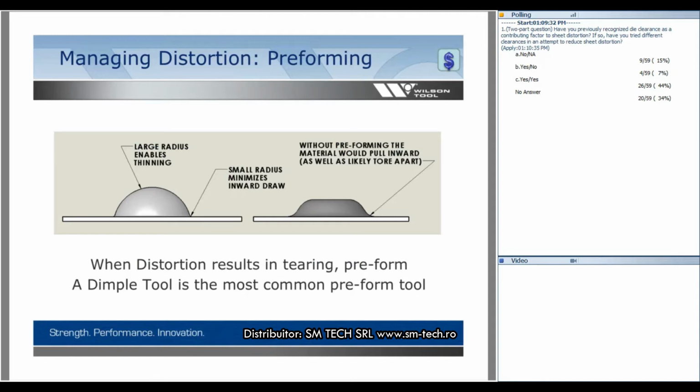So when we have a problem where we expect distortion, and when we see it here at Wilson Tool, we'll probably quote a preforming operation on the front side. One of the most common preforms would be a dimple in front of an emboss. By the shape, you can see I have the ability to put a small radius at the sheet, minimizing that inward draw, and then I have this large spherical shape. It's going to help perpetuate or create that thinning. So we're going to thin there, and we're not going to have that sucking in motion.